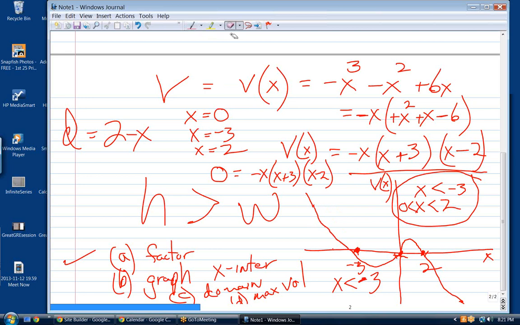All right, let's deal with question D. What is the maximum volume of this CD container?